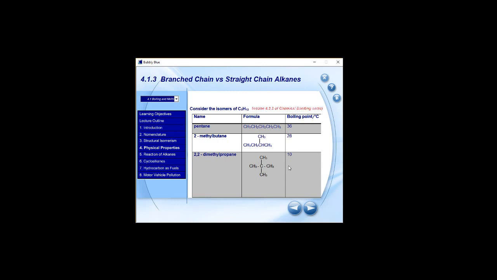Consider the isomers of pentane. There are actually two things we can conclude from this table. First, the straight chain alkane will have a higher boiling point compared to its branch chain alkanes. Secondly, with increased branching, the boiling point decreases.